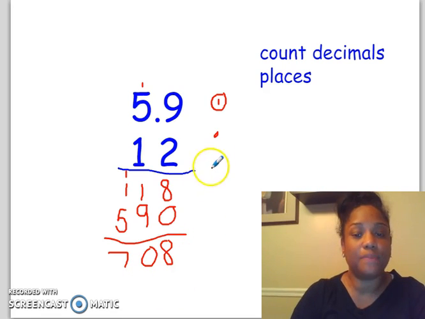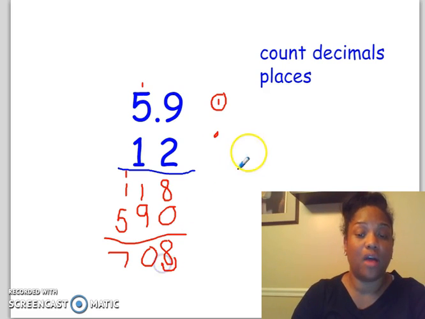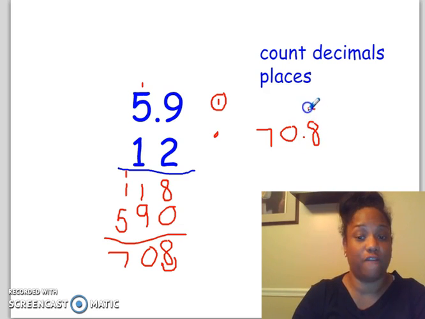We need to go back up to the number that we circled, which is a 1. The 1 tells us how many place values we need to jump. 1. So now our answer is 70 and 8/10. That is our final answer.